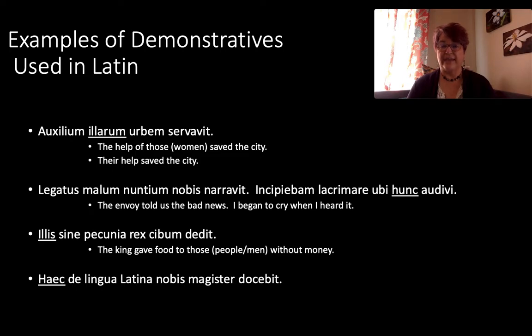These things. Where does the things come from? The fact that this is a neuter pronoun. The sentence, when we put it all together, says, the teacher, magister docebit, will teach nobis, us, haec, these things about the Latin language. A very popular use of haec is to translate it as these things. Roman authors love to do that.